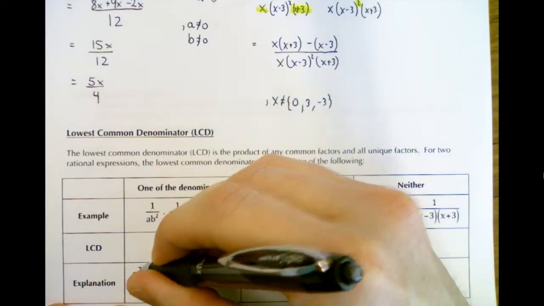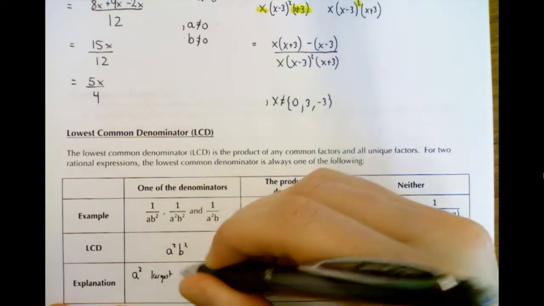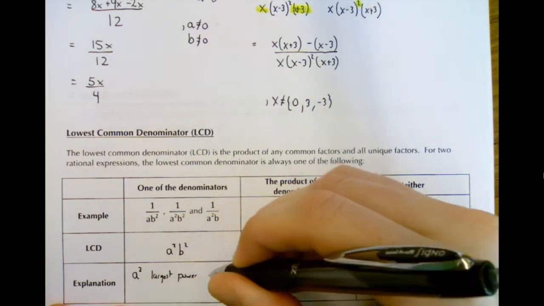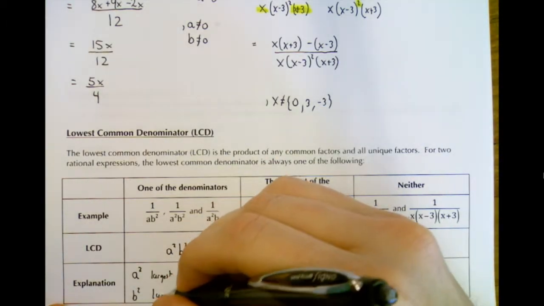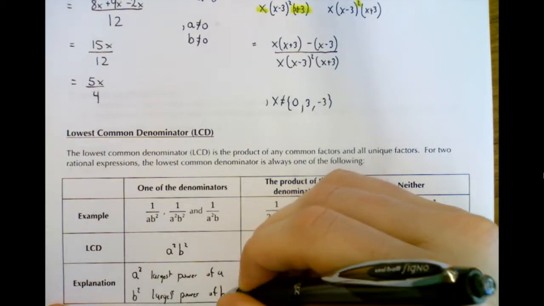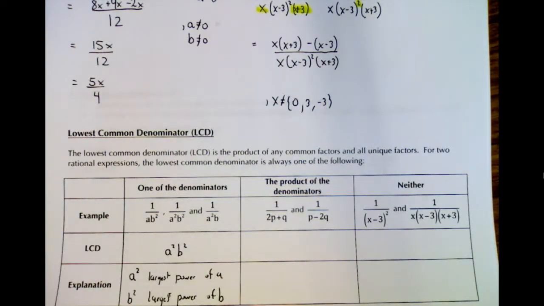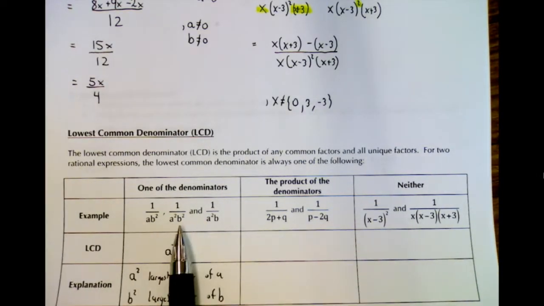A squared is the largest power of a, and b squared is the largest power of b. That's how we can decide. So when it's just letters with exponents and they're all multiplied, you look for the largest exponent on each letter.